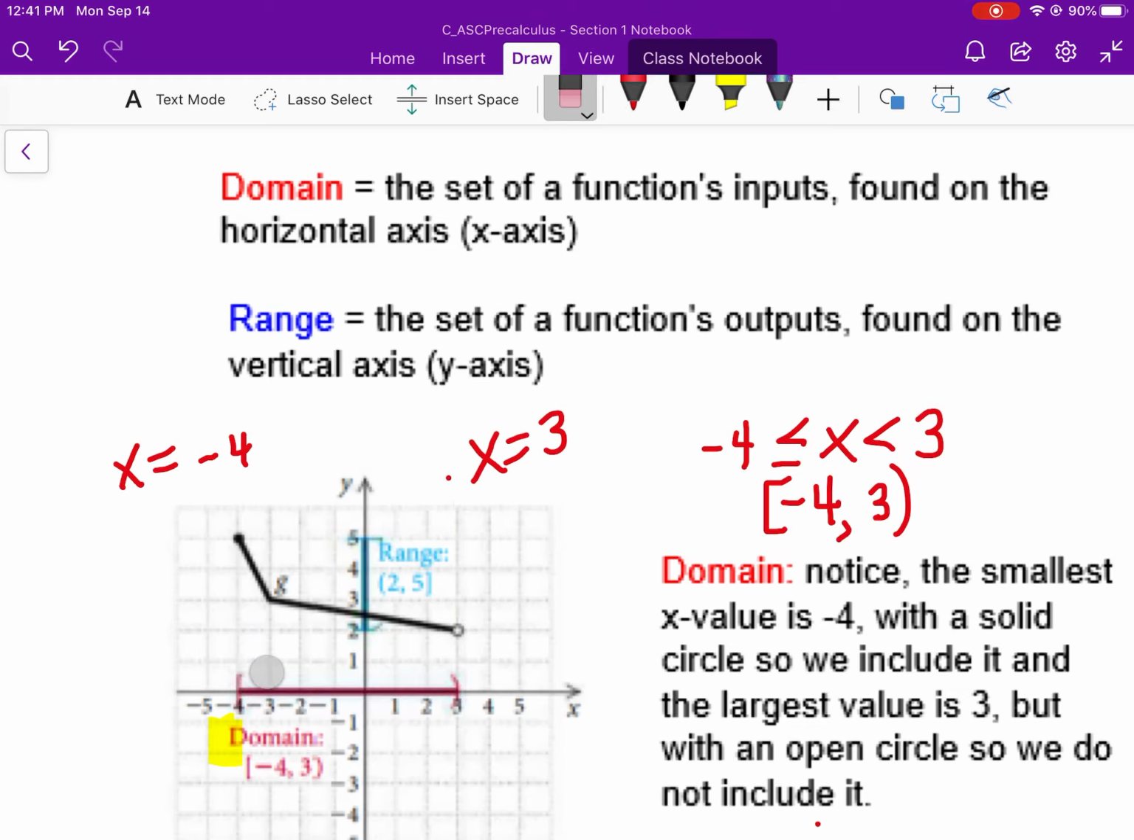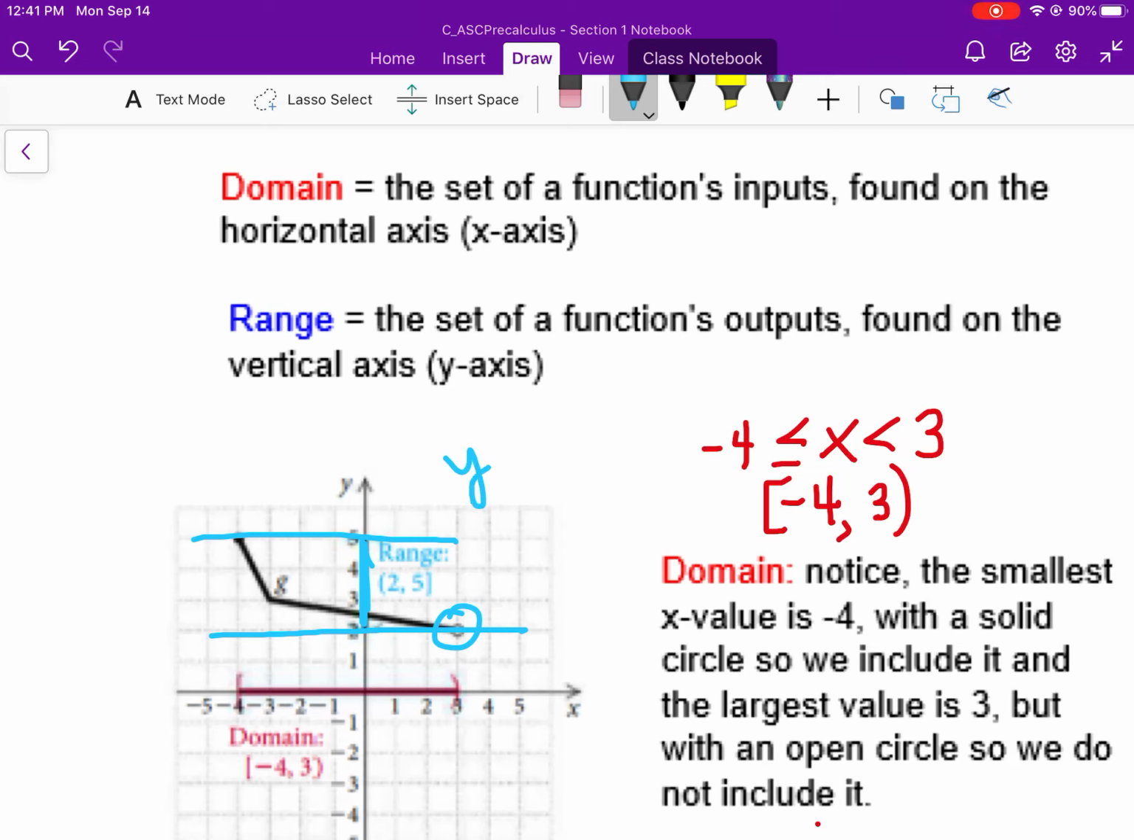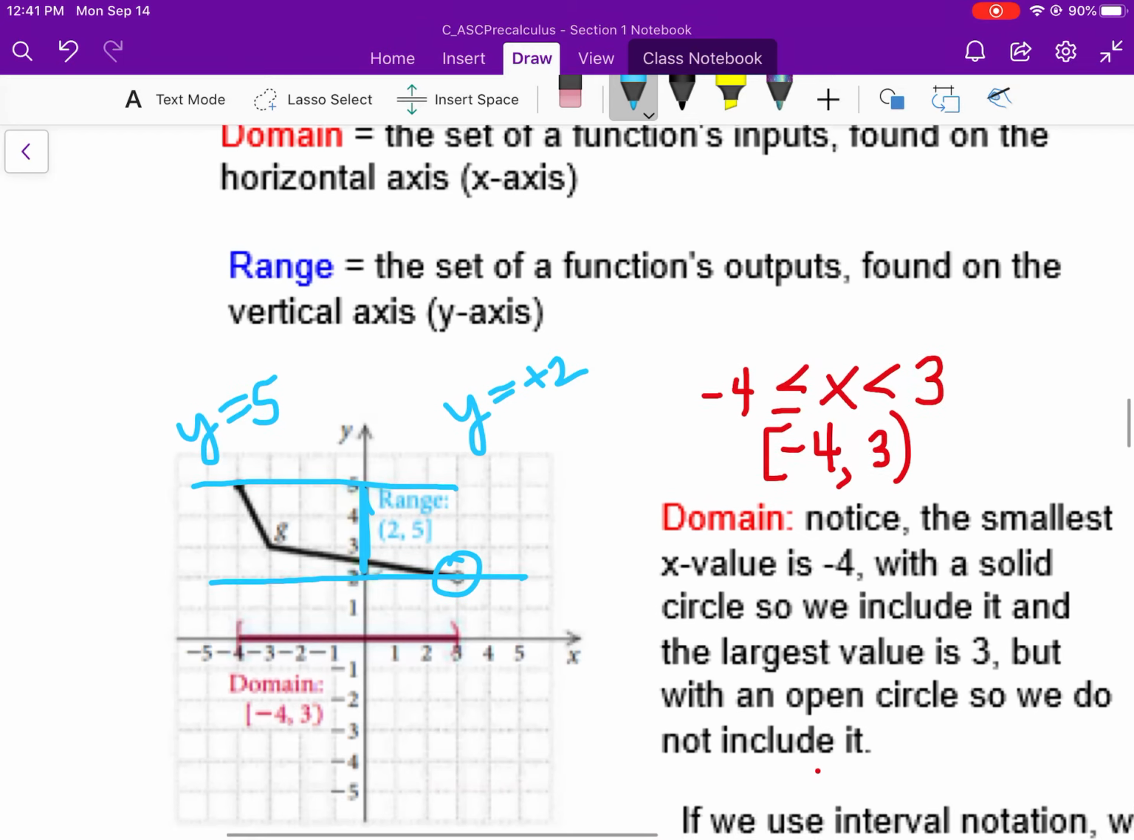Now if I look at my range, remember my range is the y value. I'm going to change to blue because they did range in blue. Notice the lower blue is here at 2, and the upper blue is here at 5. It's all about the y values. Where did the y values go? Notice over here, this was the open circle, so y is 2, but I don't want to include it. And this y value was 5 that I want to include.